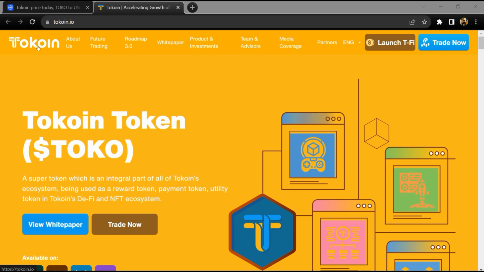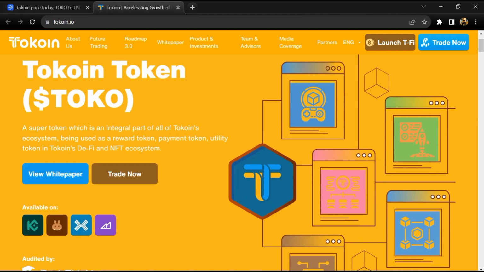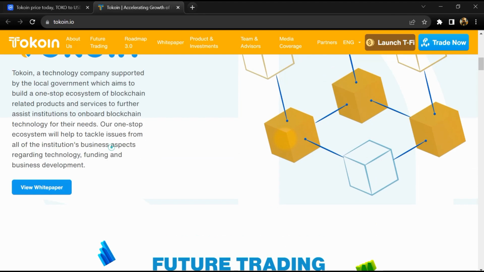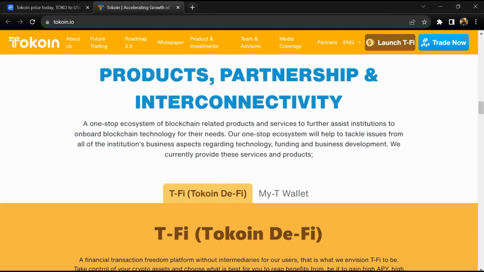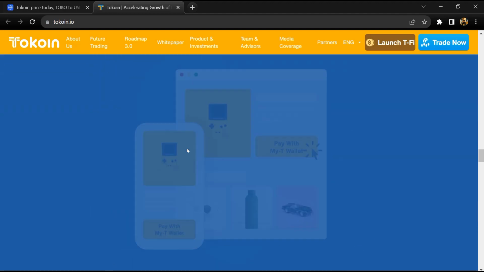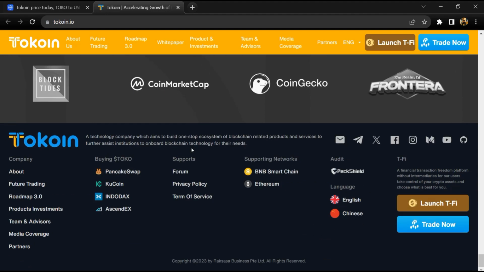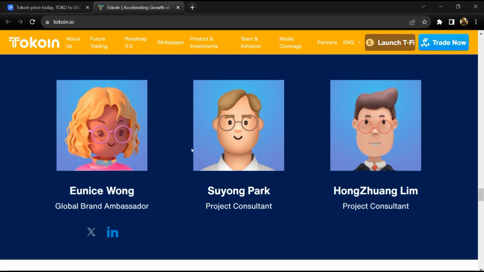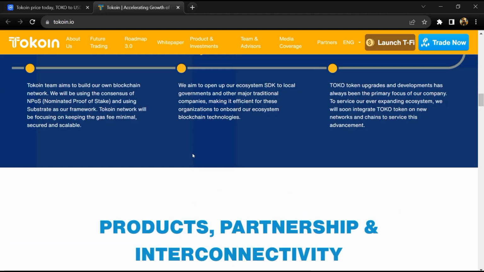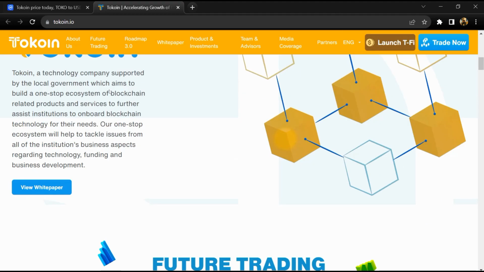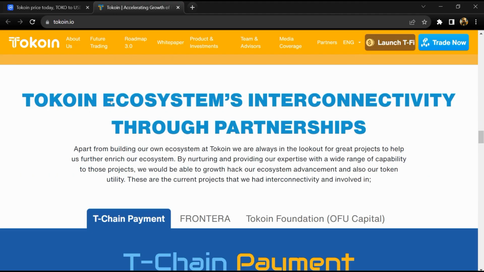According to the website, Tokoin is a technology company which aims to provide advanced solutions to local government and companies' needs through blockchain technology. They believe in the power of the bit, meaning blockchain innovative thinkers, to change the world. Starting from assisting ambitious projects with big dreams, TOKO is a super token which is an integral part of all their systems, being used as a reward token, payment token, and utility token in their DeFi products and NFT ecosystem.